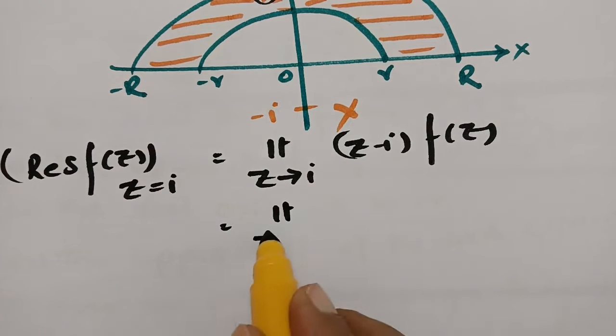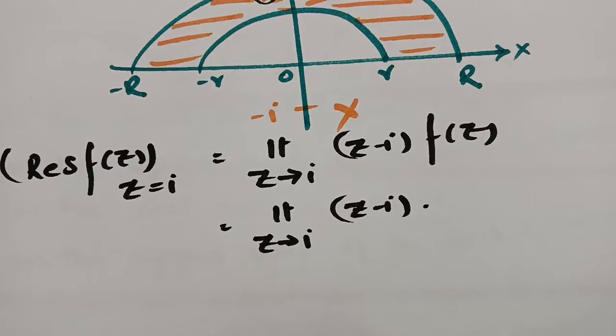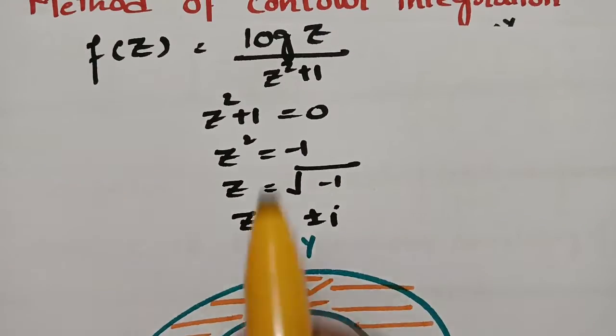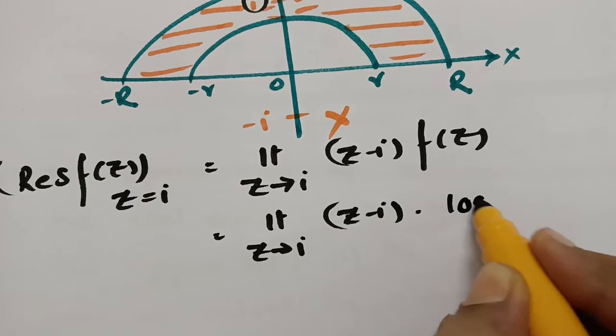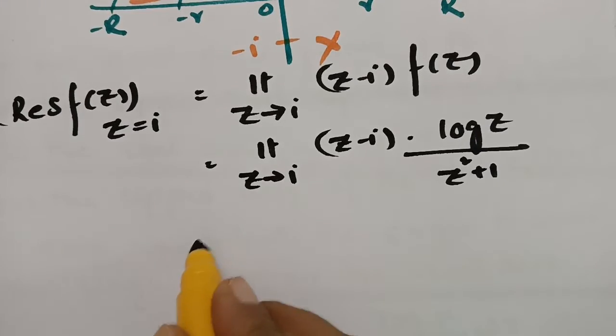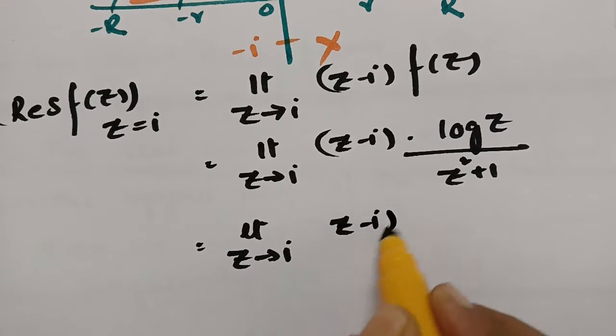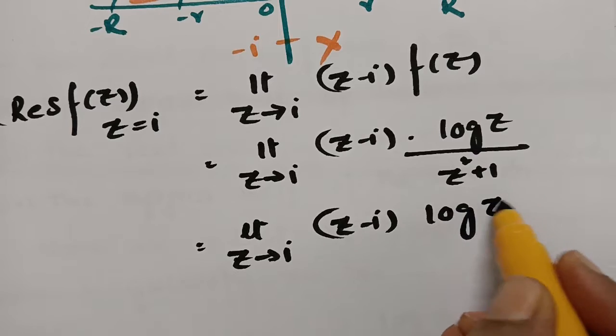So this will be limit z tends to i of (z minus i) into f of z. So what is f of z? f of z is nothing but log z by z squared plus 1. So this value will be limit z tends to i of (z minus i) into log z by (z squared plus 1).